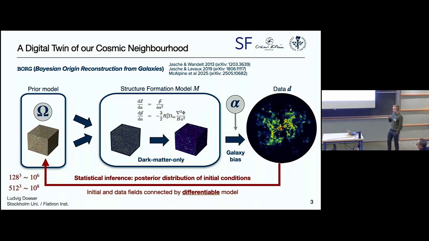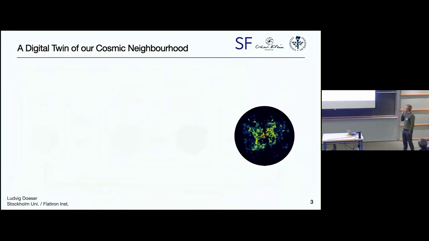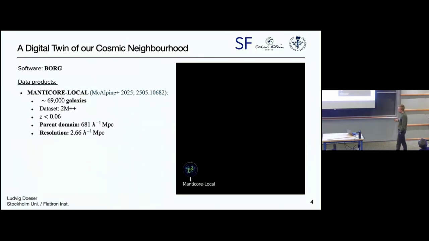So now the initial and data fields are connected by a differentiable model in order to enable the HMC algorithm to work, since it's based on the gradient to efficiently search the space of initial conditions that could have given rise to your data. So let me now talk briefly about some of the data products that we have produced by applying the Borg algorithm to real galaxy clustering data.